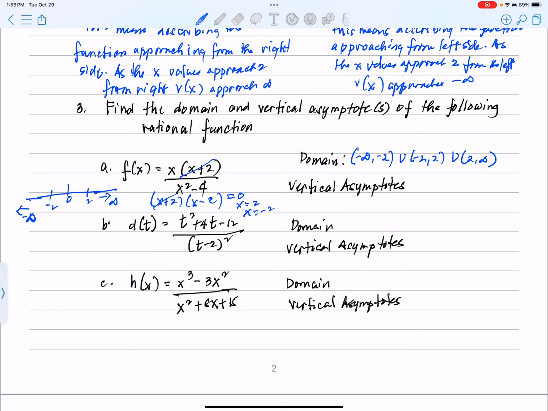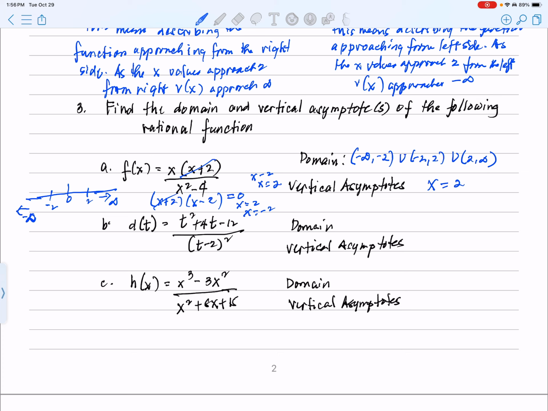Okay, so what is our vertical asymptote? The vertical asymptote can be found in the denominator, all right? So that means we have only x minus 2 there. x is equal to 2. This is our vertical asymptote.